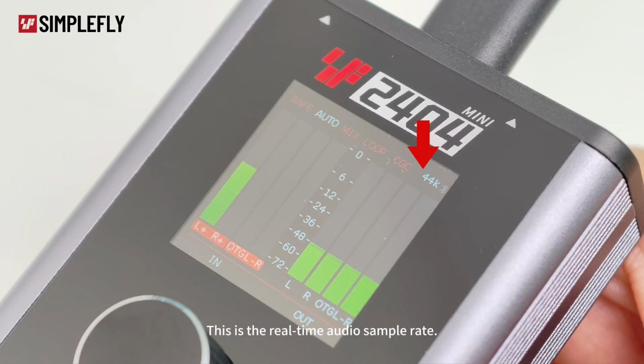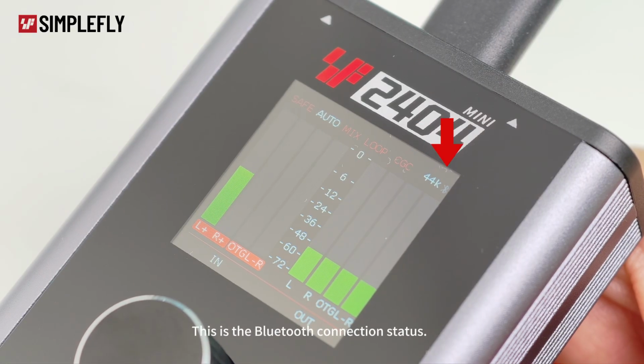This is the real-time audio sample rate. This is the Bluetooth connection status. Blue is normally connected, gray is not connected.